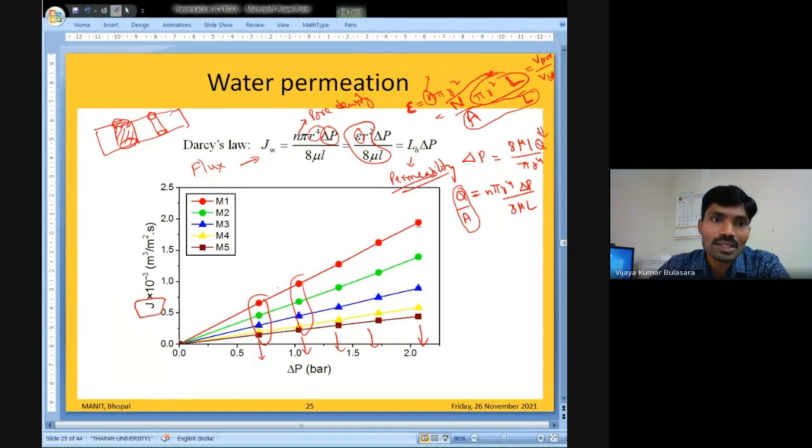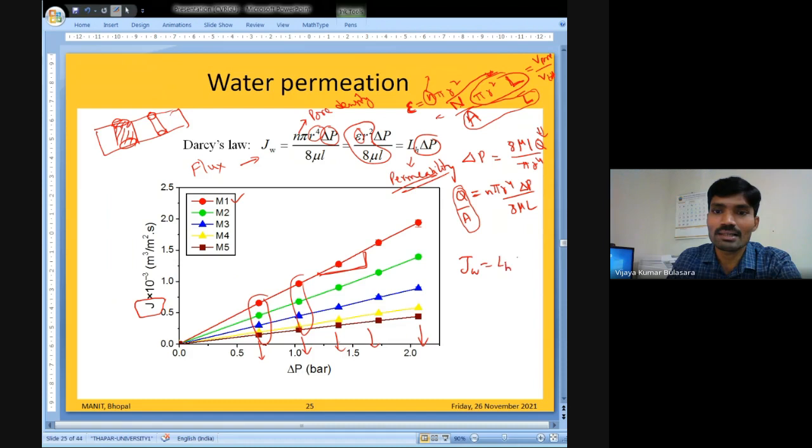Okay. So for the M1 membrane, the data is plotted and fitted to a straight line. The slope of this straight line, that is the slope of the line fitted between the flux J and delta P, the driving force. Here the final expression is JW is equal to LH delta P, or Y is equal to MX, so M here is the slope. All these data lines pass through the origin and the slope represents the LH value, or the permeability of the membrane.